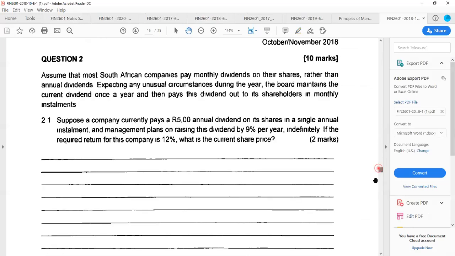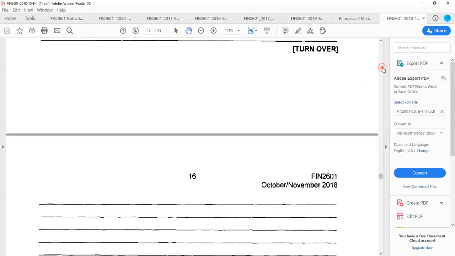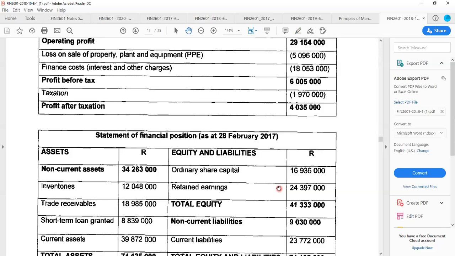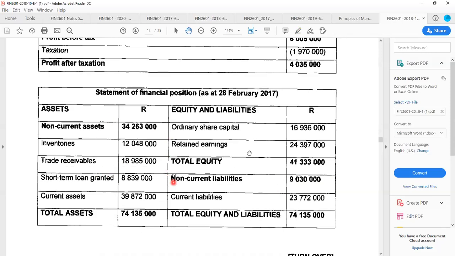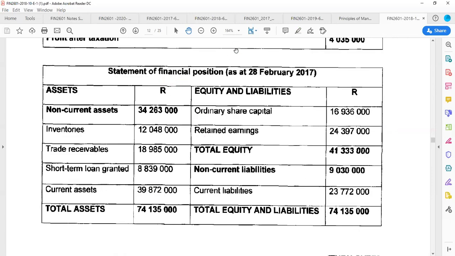Right? So you'll see there was a section B question in 2018 October, November, where you were supposed to calculate a lot of ratios. So if you notice this statement, the statement of financial position, you might actually know current assets and current liabilities from accounting. I'm sure you've done first level accounting. But these are examples of current assets.